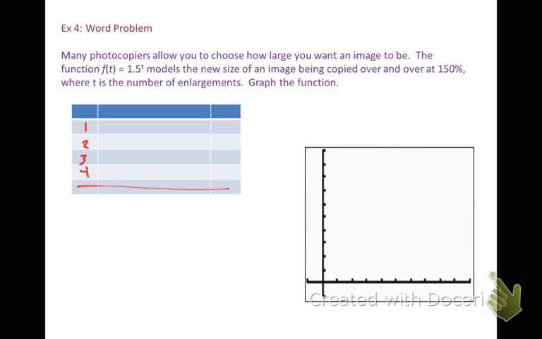So you're going to have 1.5^1, 1.5^2, 1.5^3, and 1.5^4. You're going to have to use a calculator. And my calculator's not working right now. I'll calculate later.